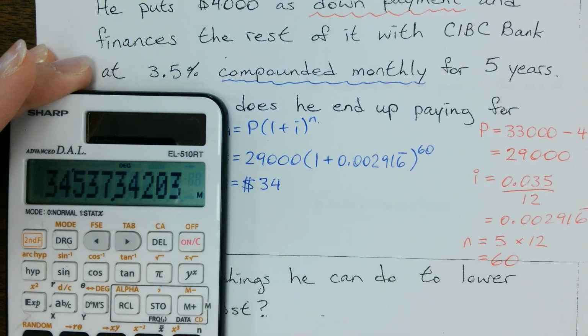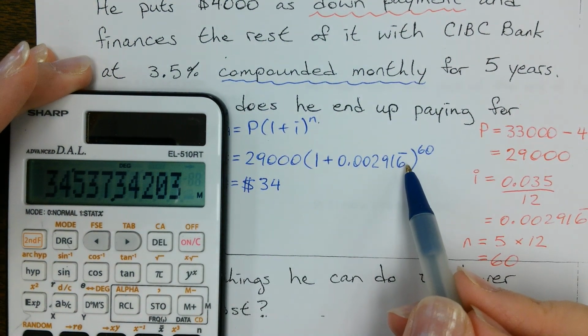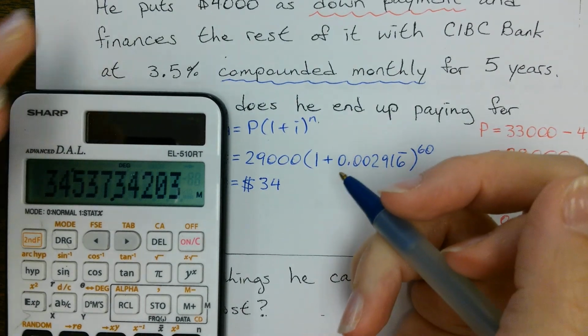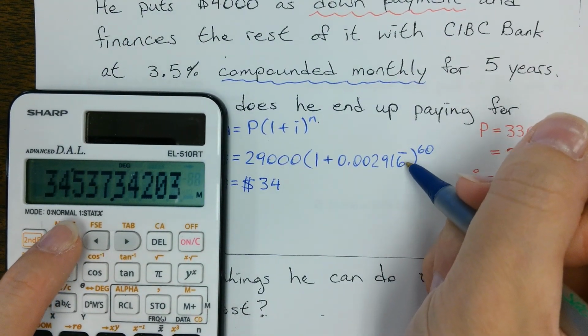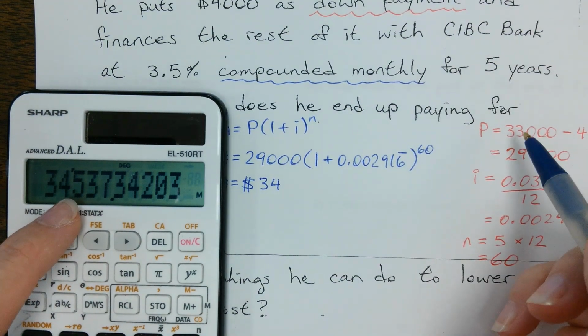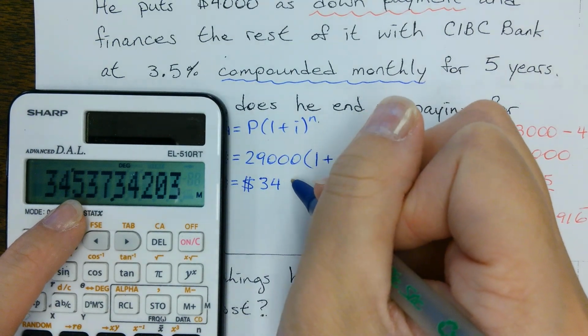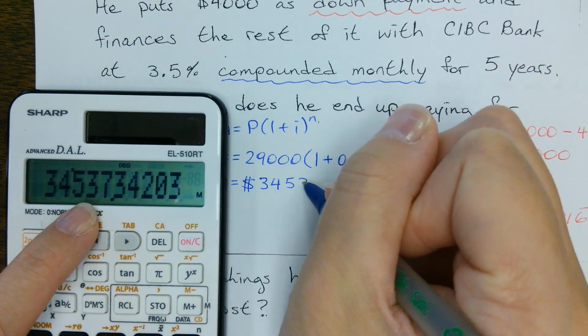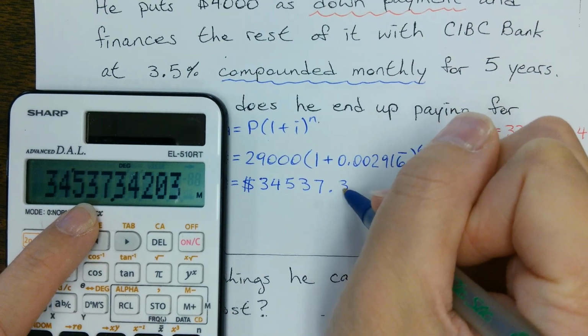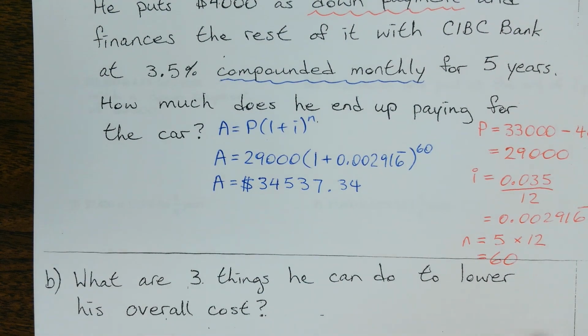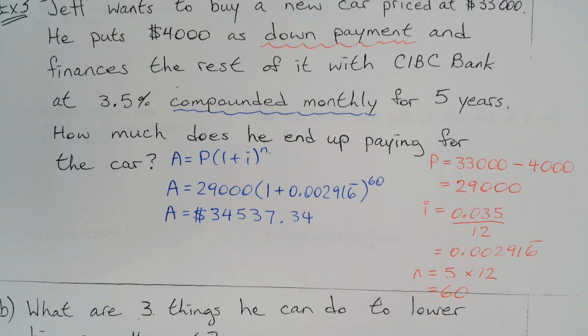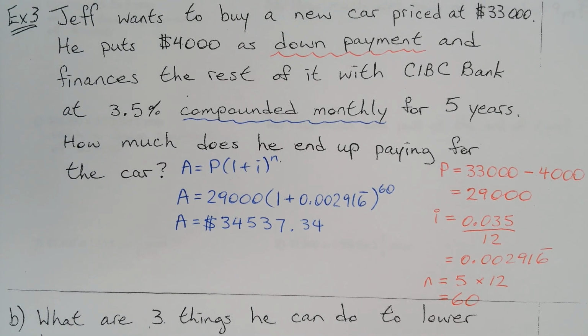Okay, yours and mine is a little off, maybe because you didn't use enough 6s at the end. So make sure you use a couple more 6s, because when you're doing a big amount like this, 33,000, the decimals do make a difference. So $34,537.34. Right, so that's what I got. Okay. So therefore, at the end of 5 years, Jeff paid $34,537. Is that correct?